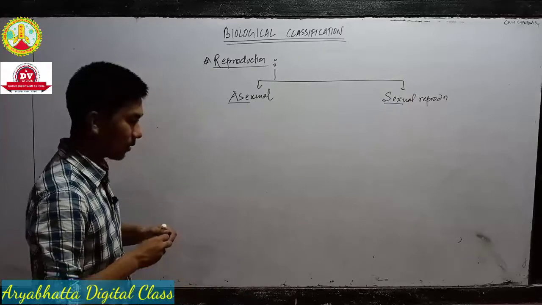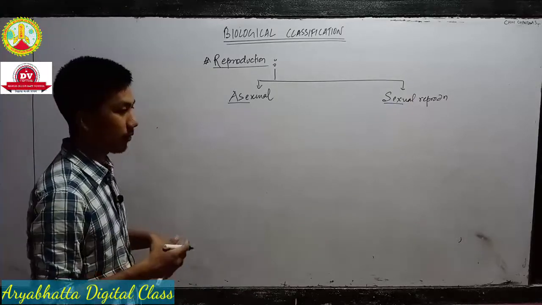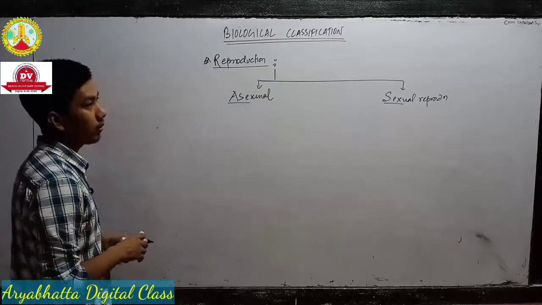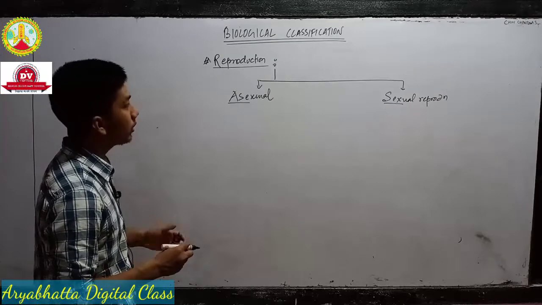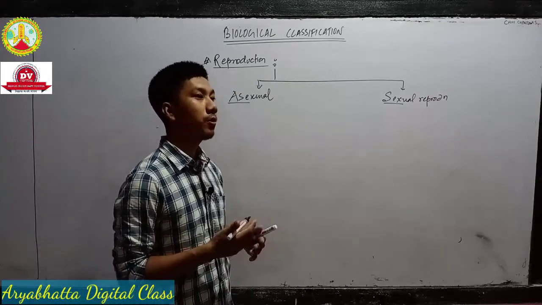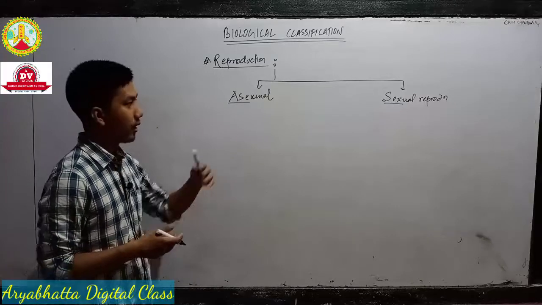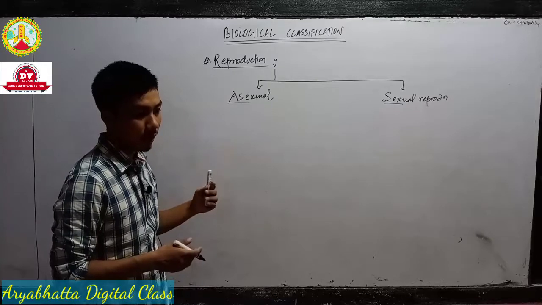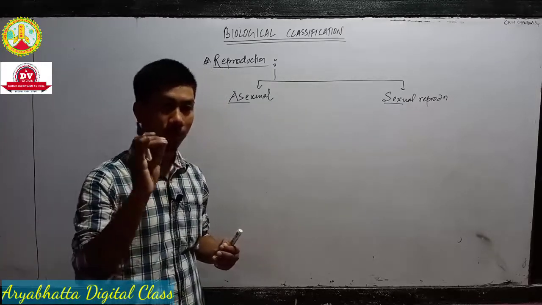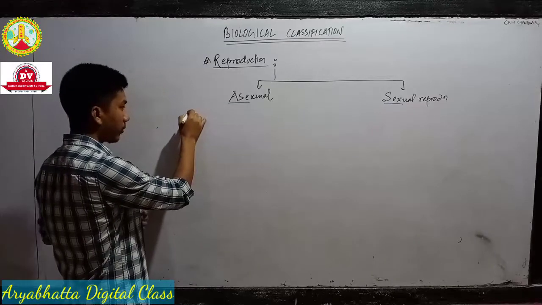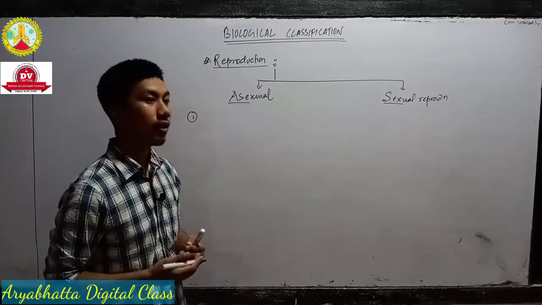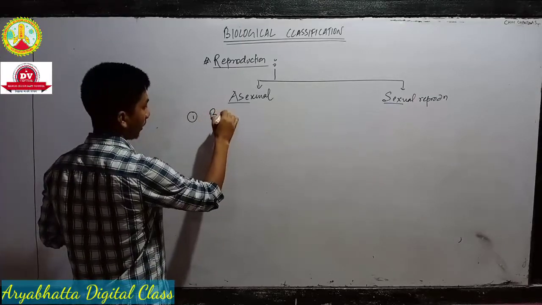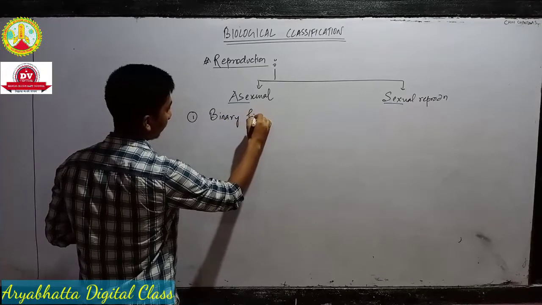I think you already know this, but I'm revising the topic again, refreshing your brain. So we need to see bacterial reproduction now. Bacterial reproduction shows two types, asexual and sexual. In asexual reproduction, bacteria show three types of asexual reproduction. The first one is binary fission.